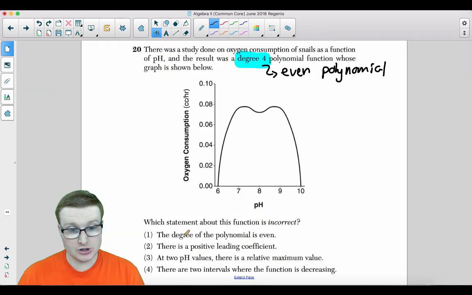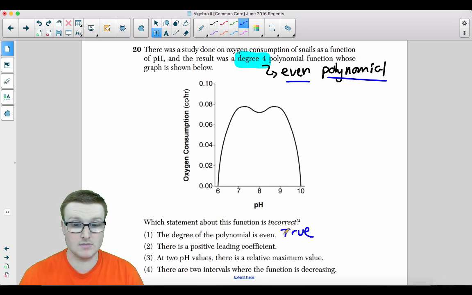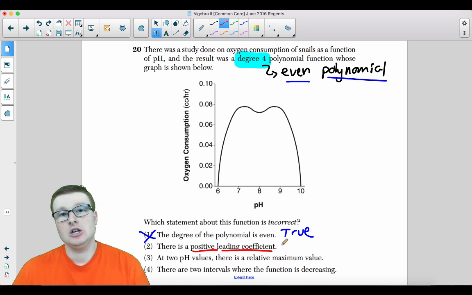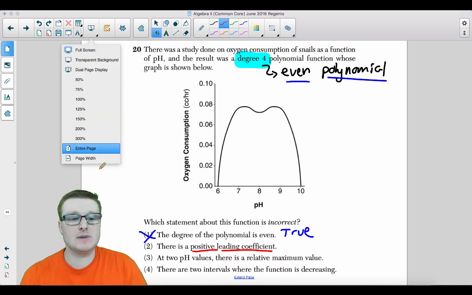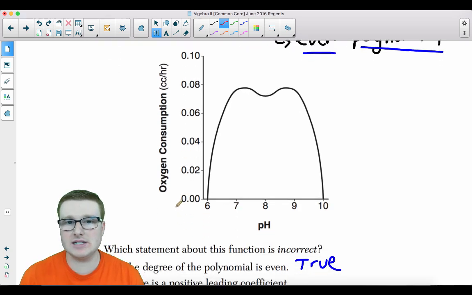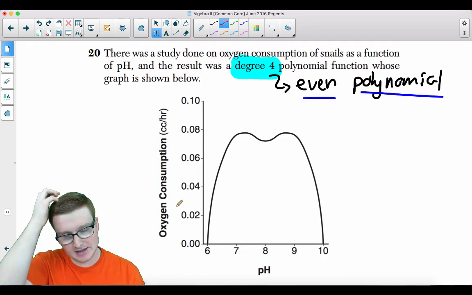All right. The degree of the polynomial is even. I just said it. It's degree 4, so that is true. Bye-bye. There is a positive leading coefficient. So, you need to know the end behavior of even polynomials. Some teachers might teach this differently. I really don't teach it differently. This is how you do it.